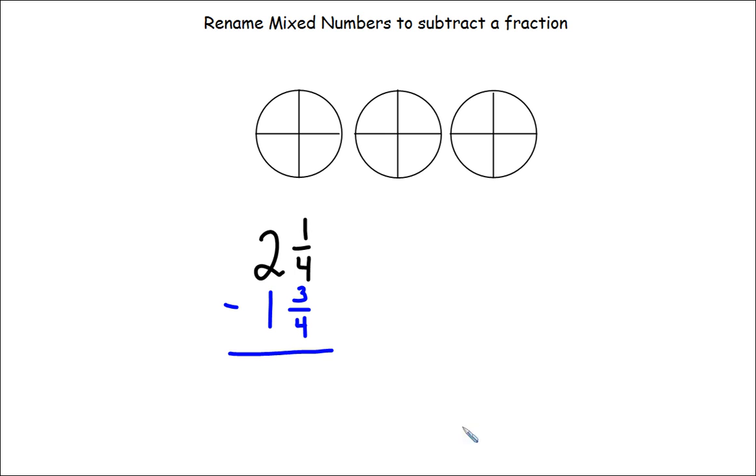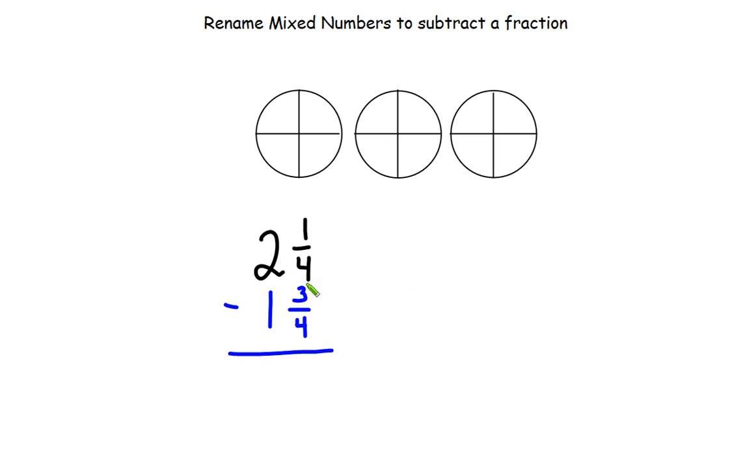The problem that we run into sometimes when we subtract mixed numbers from one another is that the numerator in the smaller mixed number might be greater than the numerator in the greater mixed number. So in order to remedy that problem, we can use a couple of strategies, and one of them is drawing a diagram. So here I have 2 1/4, and I'm supposed to take away from that 1 3/4.